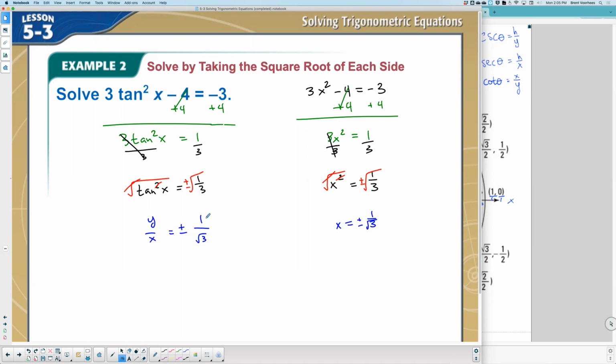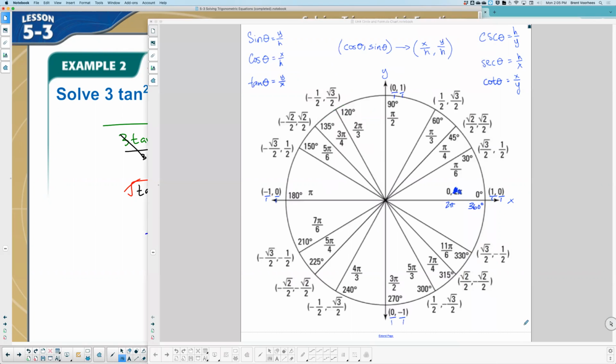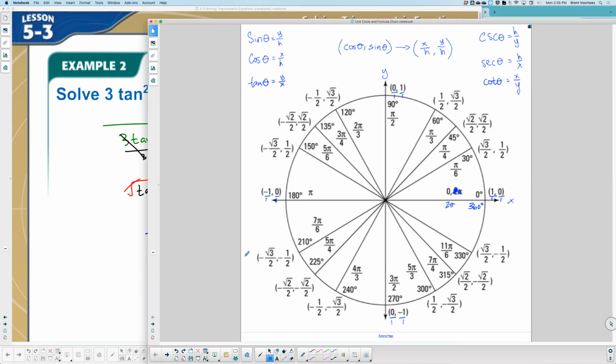Okay, so these are the values we're going to look for. This says it could be positive or negative. So this one, we're not going to have just 2 answers. We're actually going to have 4 answers, 2 positives and 2 negatives. So let's go over to our unit circle. We're going to look for the y needs to be a 1 and the x needs to be square root of 3. As we look around our unit circle, I need a y value 1, x square root of 3.